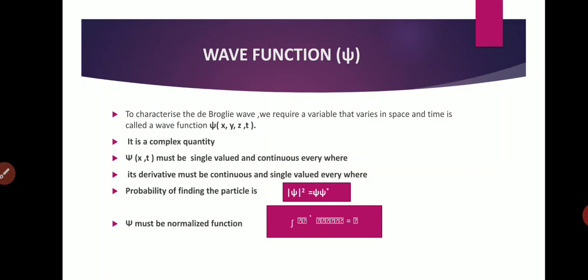Then again, psi must be a normalized wave function. If the particle exists somewhere in space, then we can write the integral from minus infinity to infinity of modulus of psi squared dV is equal to 1. The wave function which obeys the above condition is said to be a normalized wave function. So, if psi must be a normalized function, then the integral from minus infinity to infinity of modulus of psi squared dV is equal to 1.